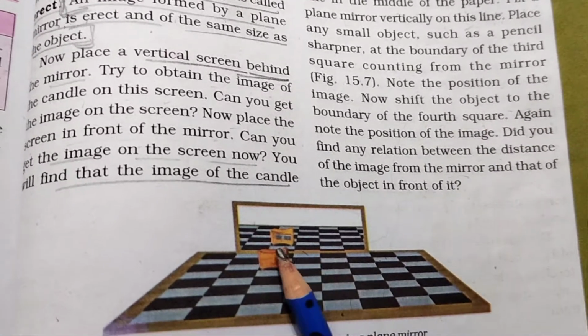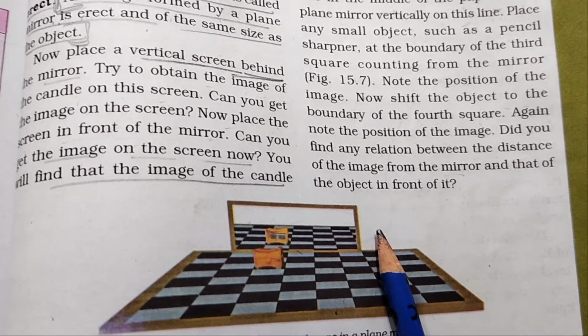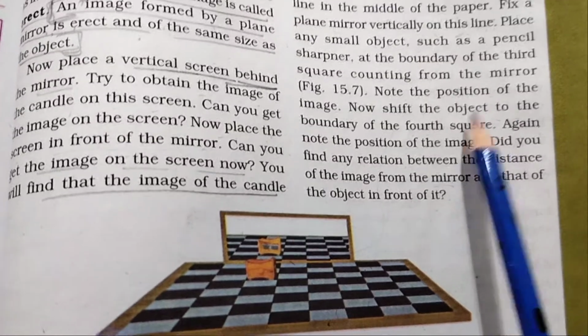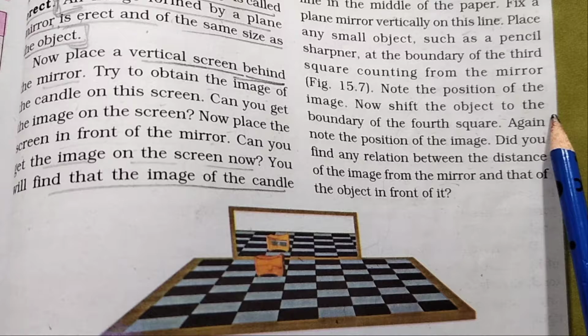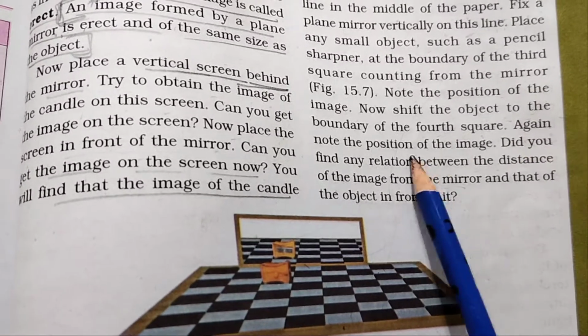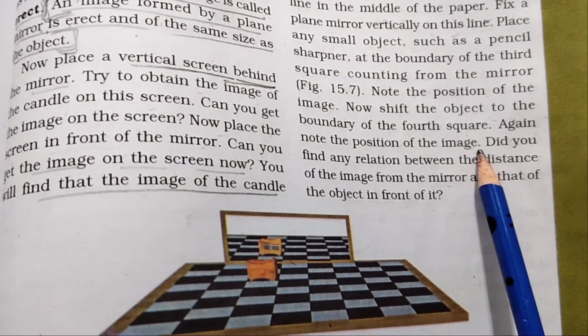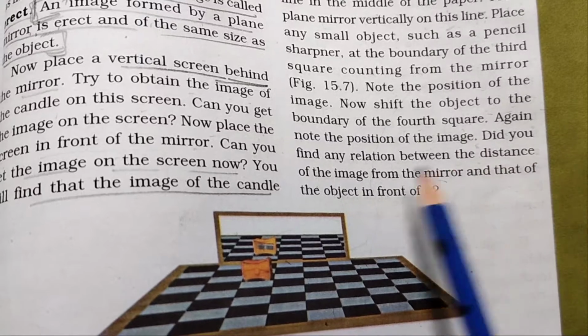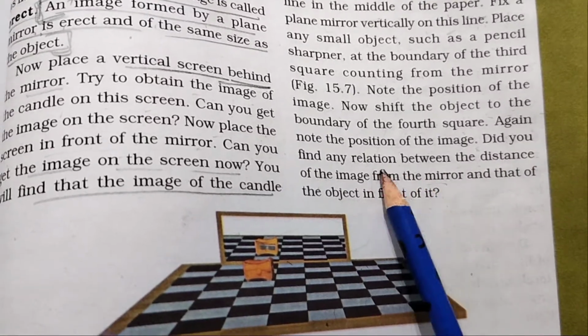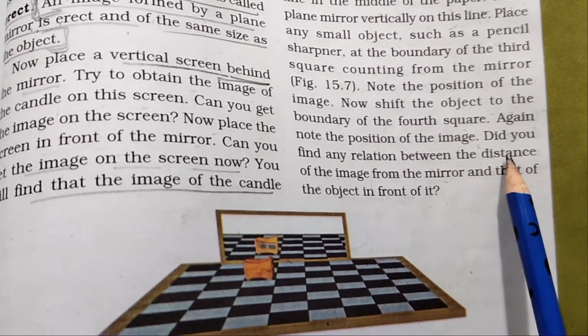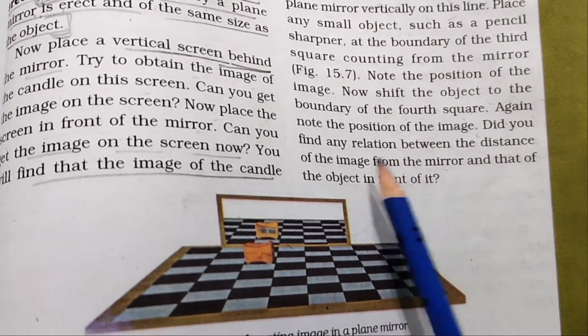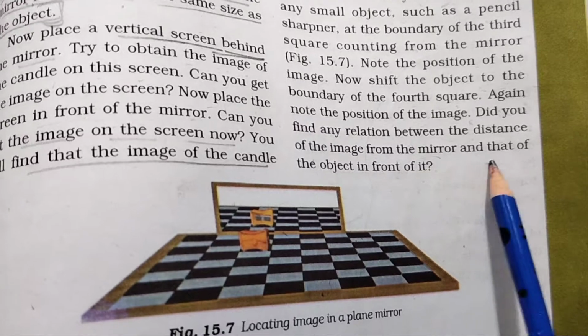It means कि from the third square we are shifting towards the right side to the fourth position, वहाँ पर हमने उस object को shift कर दिया. Clear? And again you need to note down the position of the image. So what kind of image do you see? क्या वो image same थी जब third box में थी और fourth में same आ रही थी, and did you see any relation between the distances of the image which is formed from the mirror, and that of the object in front of it?